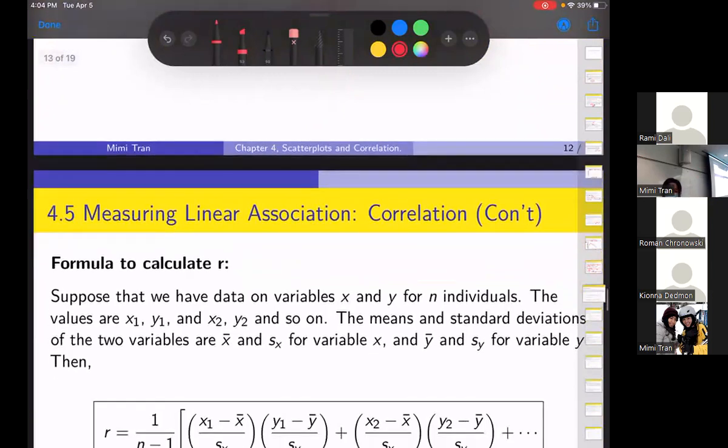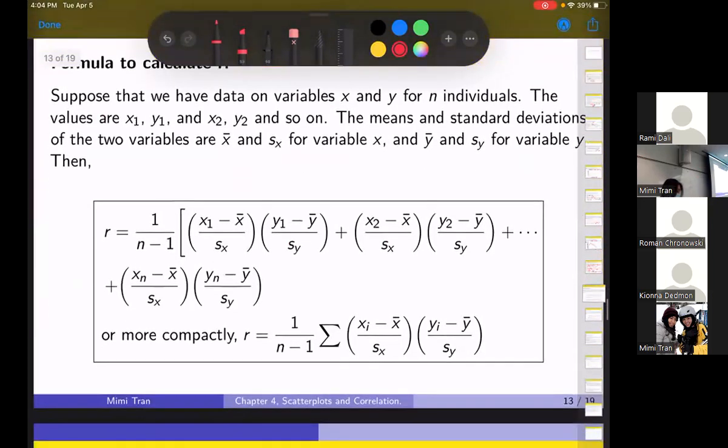All right. So how do I calculate R? Here is the formula, and I'll show you how to calculate it. R is equal to 1 over the sample size minus 1, times the sum of x1 minus x bar divided by standard deviation.